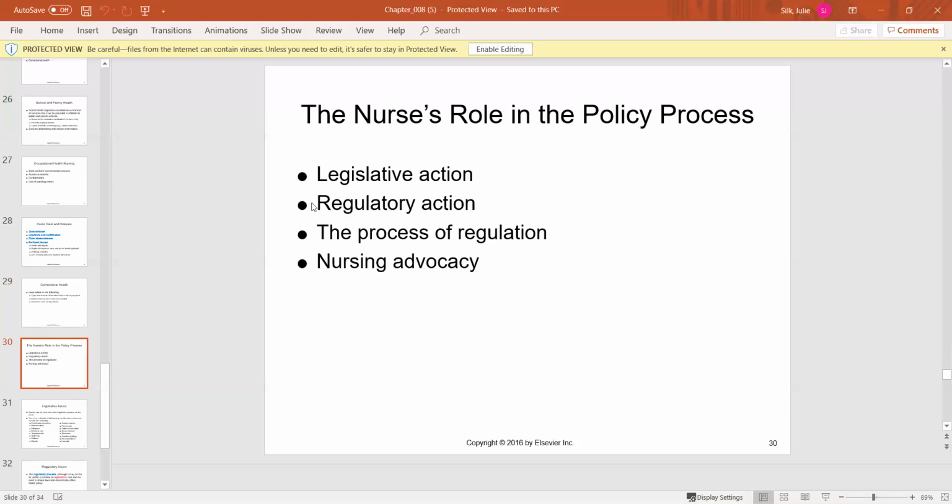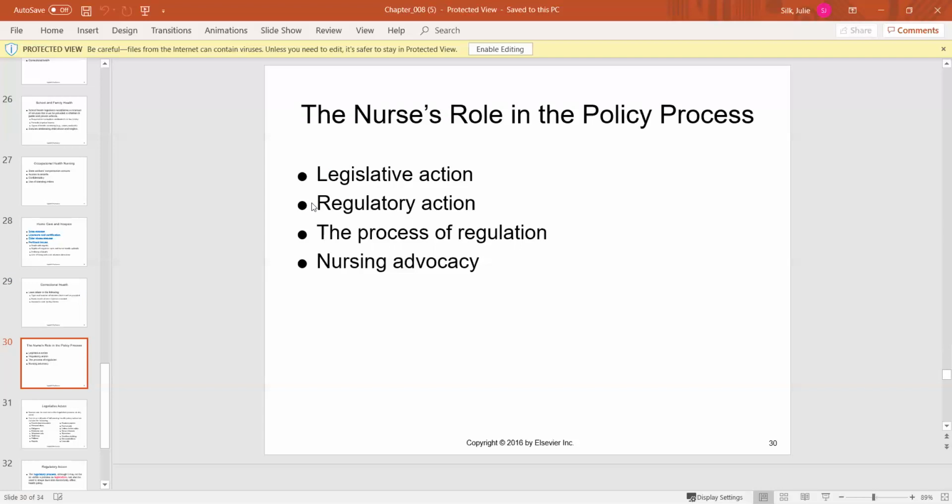Okay, this also talks about the nurse's role in policy. So hopefully you guys feel this a little bit more as you get more into nursing and you're practicing for a few years. I hope you feel like you do have a voice in how things go in nursing. If you don't like how something is, then you need to talk to someone about that and have a voice about it, because if you don't, who's going to do it?